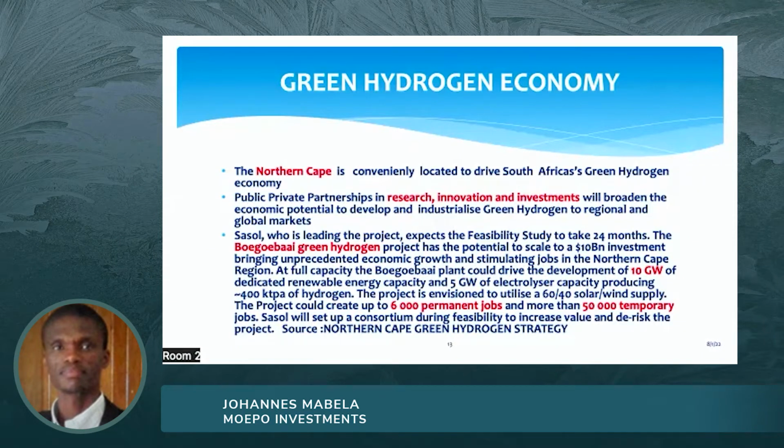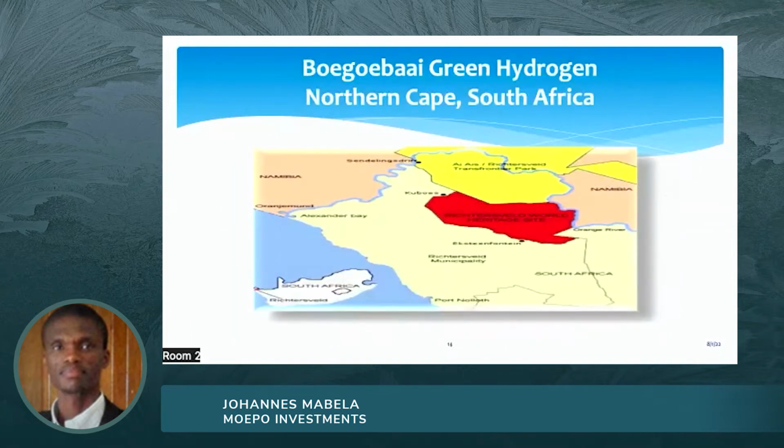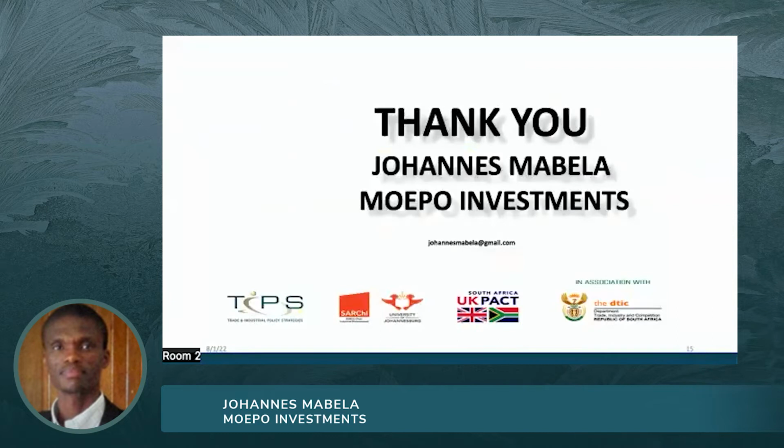So the green hydrogen economy, that is in the Northern Cape. Research by the economist, SARChI, has been making an important contribution in terms of the Boegoebaai green hydrogen project. This is expected to employ about 6,000 permanent jobs. Whether that will happen, we don't know, because this is all theory for now. And this source is the Northern Cape green hydrogen project. 50,000 temporary jobs are also bound to happen in the green hydrogen economy in the Northern Cape. This is a map of Boegoebaai in the Northern Cape. Can you go to the next slide? I think it's done. Thank you.